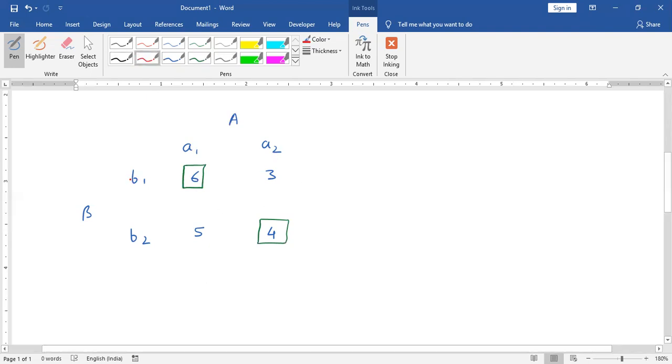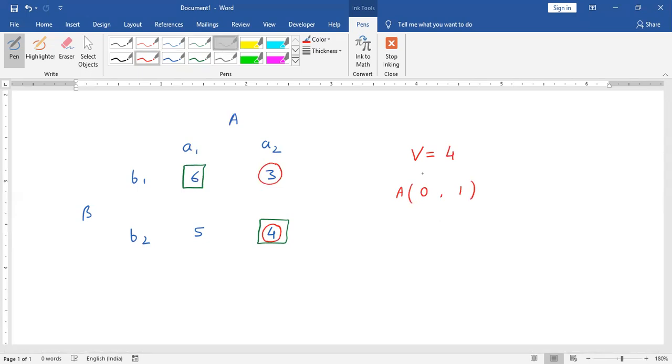In the first row, the minimum value is 3. In the second row, the minimum value is 4. So we can say the value of the game is equal to 4, and the strategy for player A is 0 and 1. Why 0 and 1? Because the saddle point does not exist in A1, but it exists in A2, right? That is why 0 and 1.